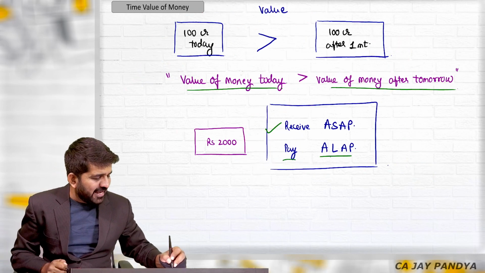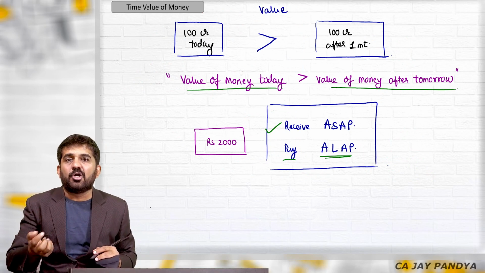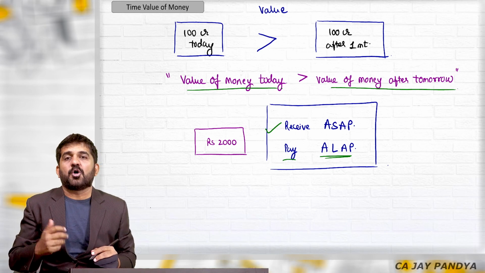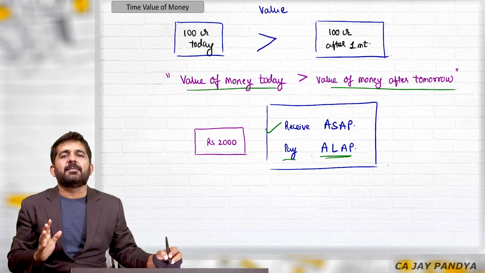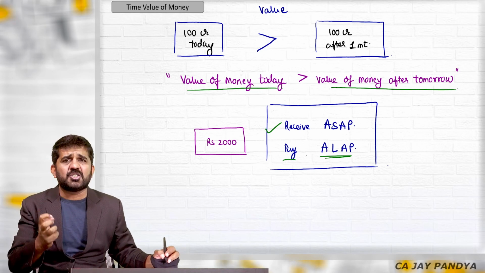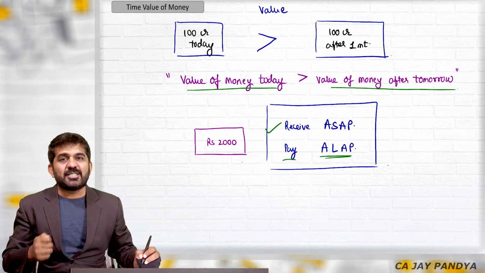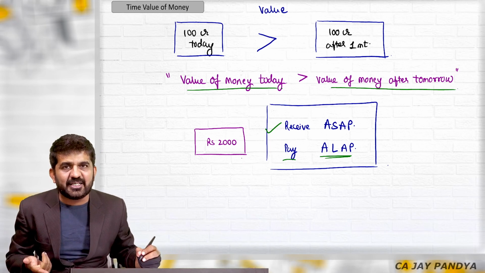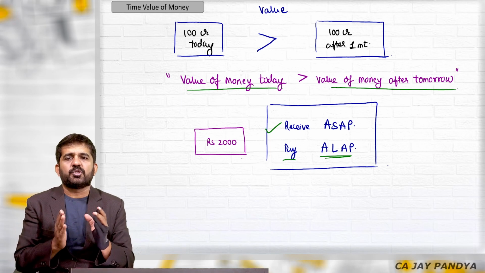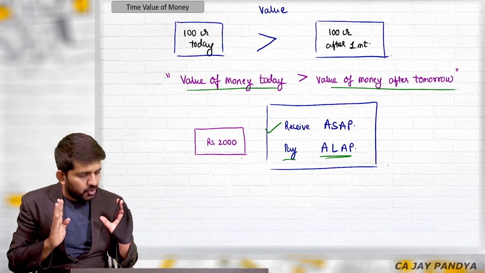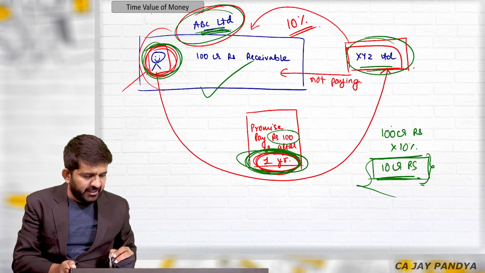And pay as late as possible. I'm not saying go for default, go for penal charges, go for penal interest. But what is the due date you should be paying exactly, or just for safety 1 day before that particular payment. Receive as soon as possible, pay as late as possible. What is the concept? Value of money today is more than value of money even tomorrow. This is the concept of time value of money.